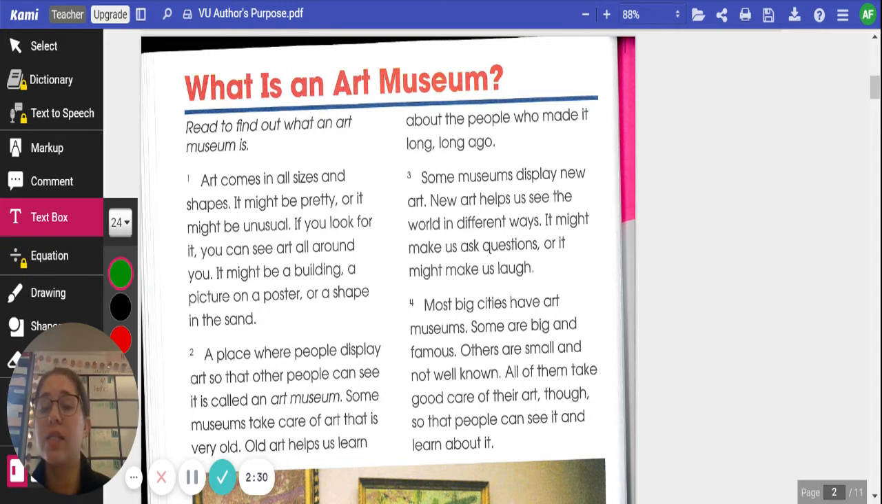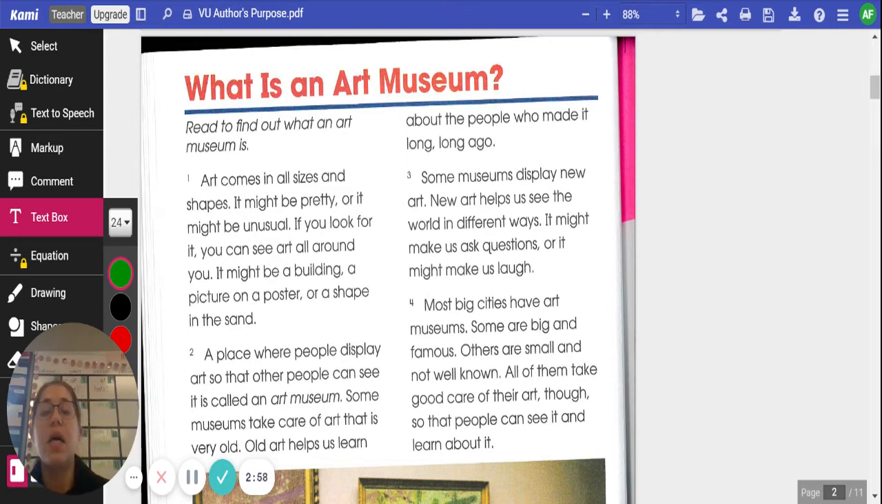Art comes in all sizes and shapes. It might be pretty or it might be unusual. If you look for it, you can see art all around you. It might be a building, a picture on a poster, or a shape in the sand. A place where people display art so others can see it is called an art museum. Some museums take care of art that is very old. Old art helps us learn about the people who made it long, long ago.